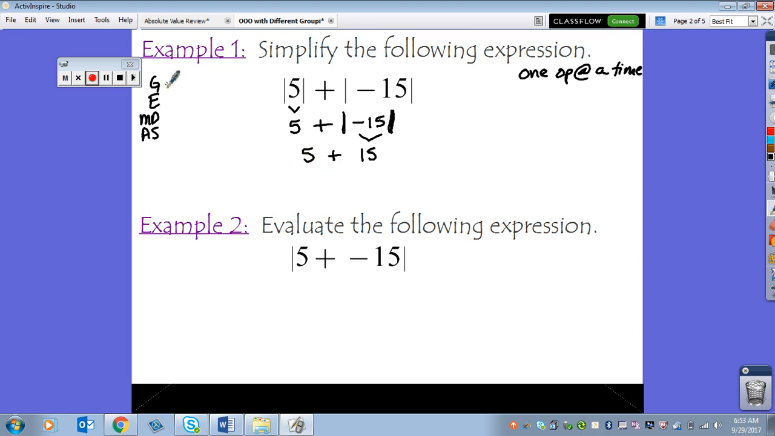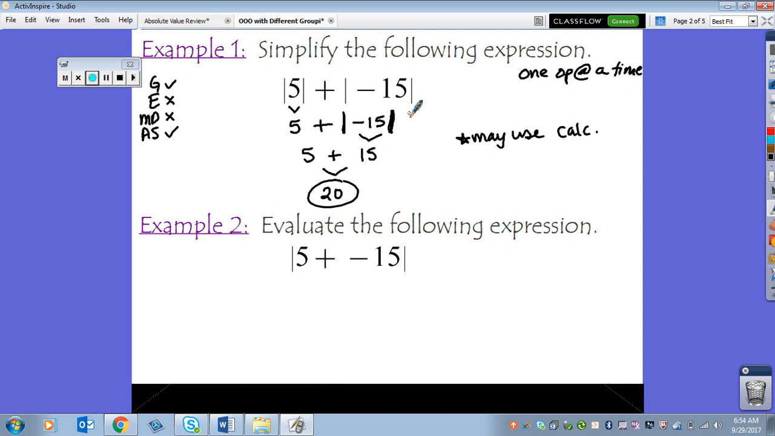Now I'm done with my grouping symbols. I have no exponents. I have no multiplying and dividing. I'm going to now do the adding. And again, 5 plus 15 is going to get me 20. Right? You may use a calculator, but you can only use it to complete the steps. You can't use it to type everything in and then get your answer. We still want to see step by step. Okay, let's write down example 2.